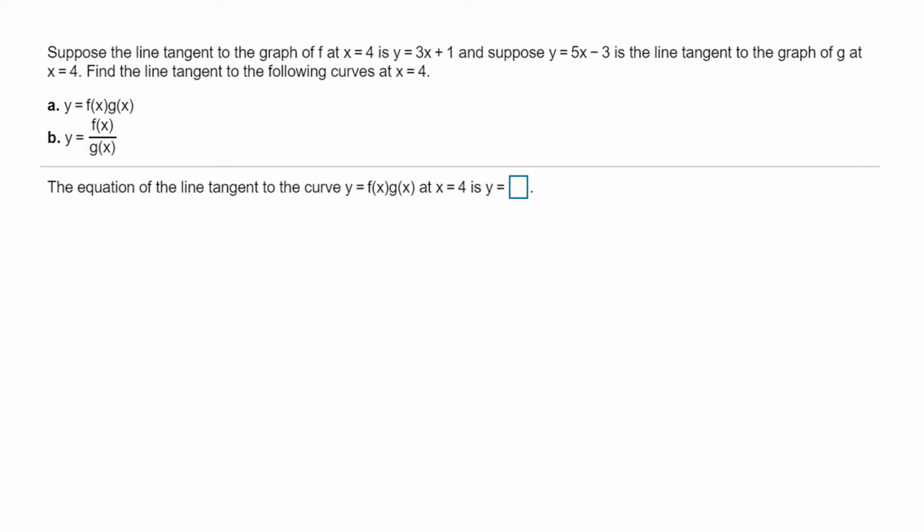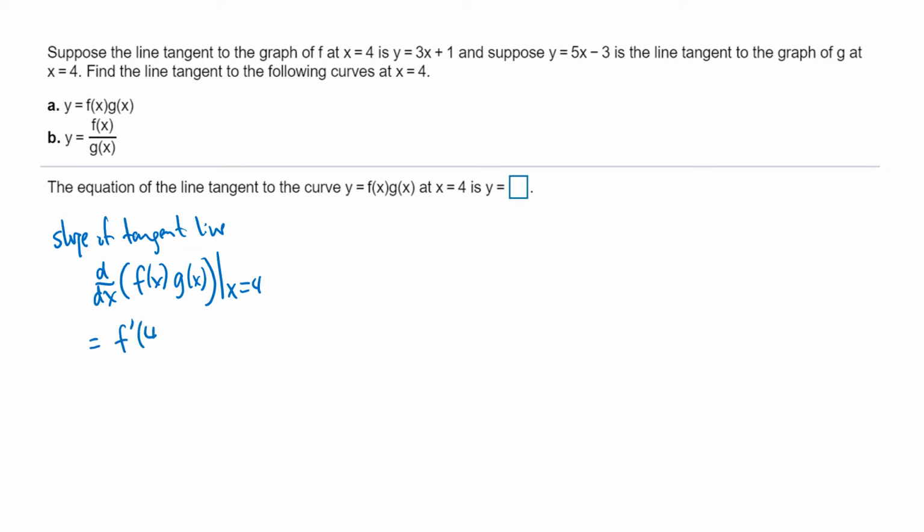So the tricky thing here is that we're trying to use the product rule. They're asking us for the equation of the tangent line, and we know that the slope of the tangent line is going to be the derivative of this function, f of x times g of x, evaluated at x equals 4. And we know the product rule is going to tell us that that's the derivative of the first function evaluated at 4 times the second function plus the first function times the derivative of the second function.